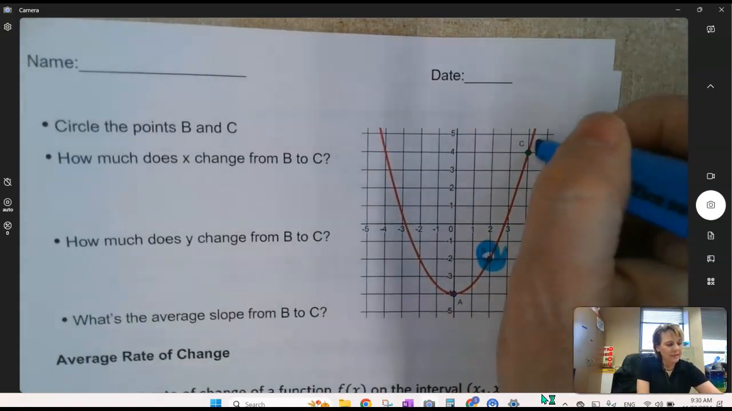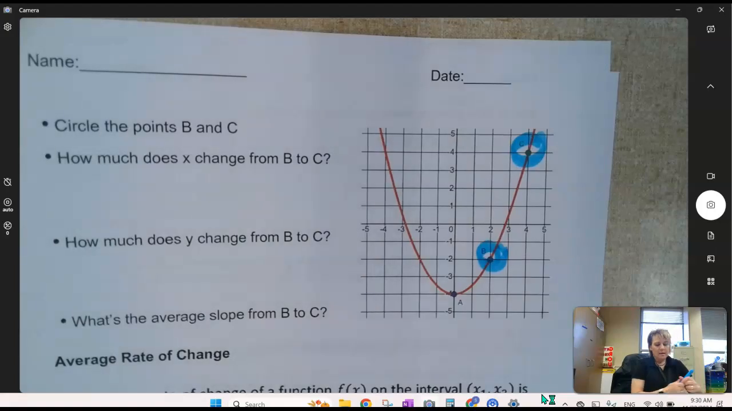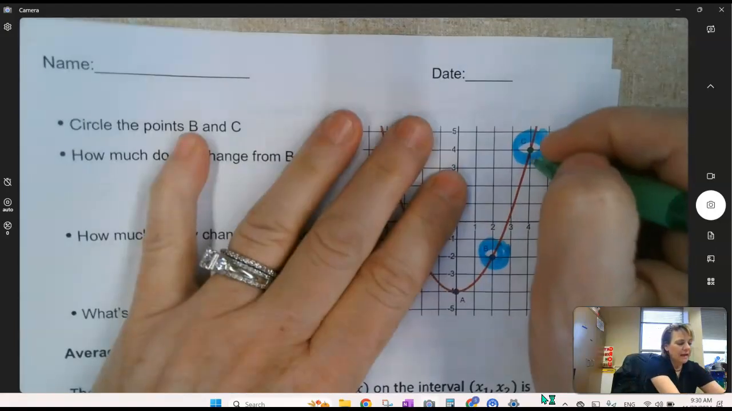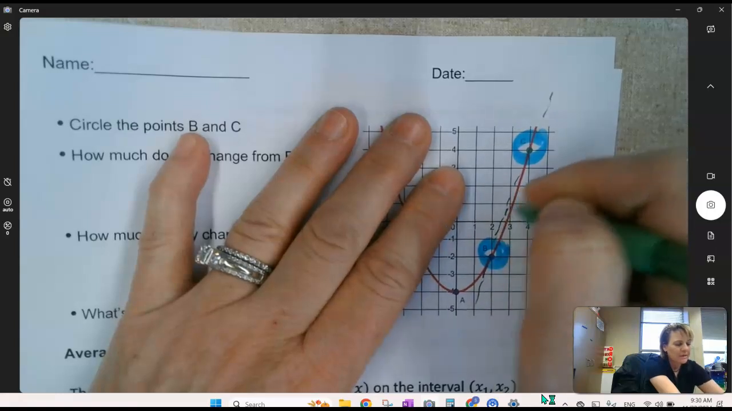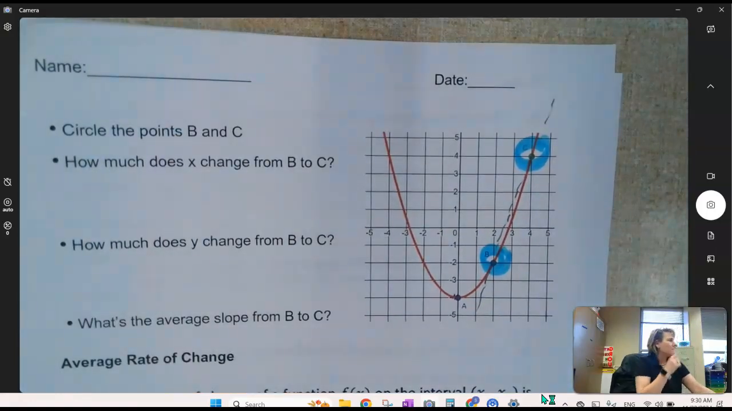Okay, circle the points B and C. Okay, so we're going between here and here. You can sketch a straight line through here to see basically the slope through this line is what we're looking at.